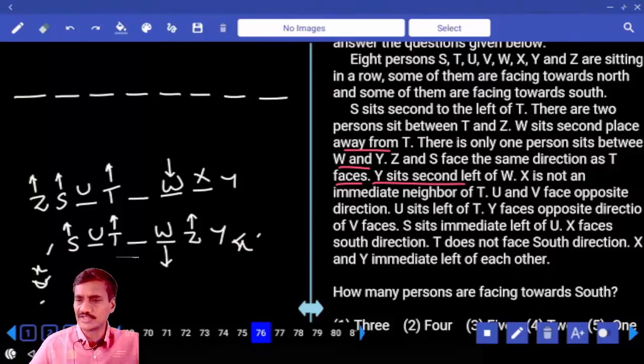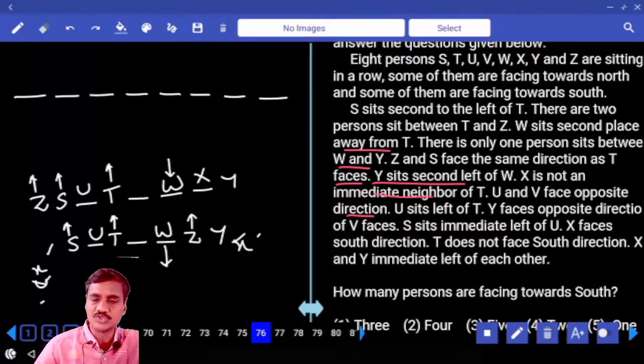Y sits second, X is not an immediate neighbor of T. U and V face opposite directions. U and V, they are opposite. U sits to the left of T. Y faces opposite to V and R. Y and V are opposite directions.